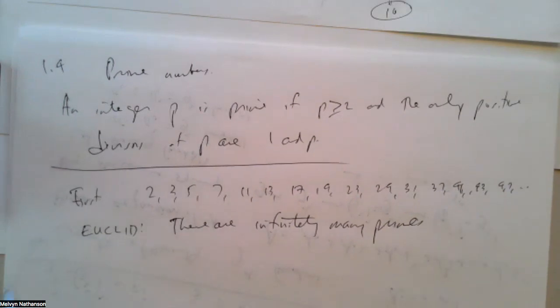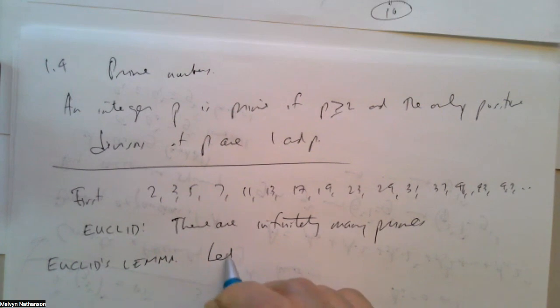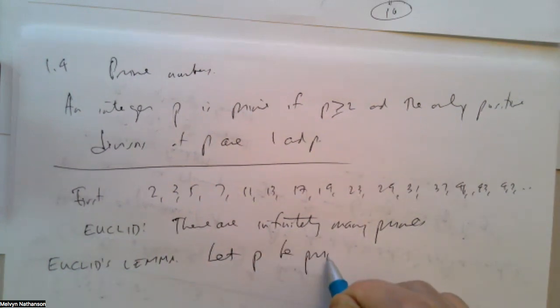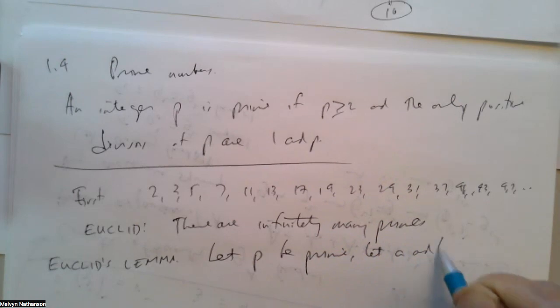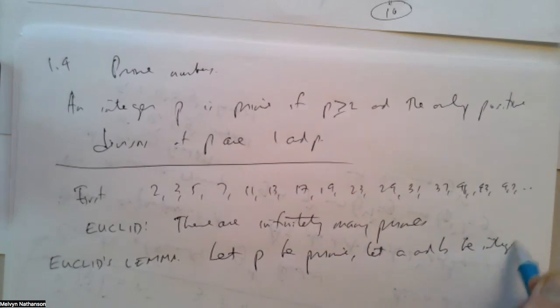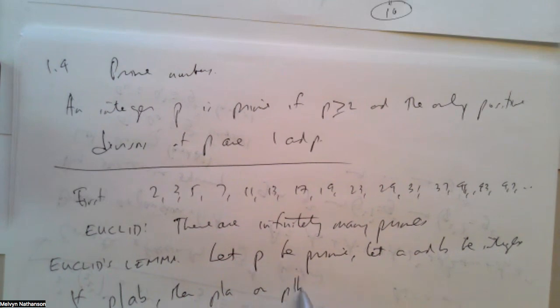One very important property of primes is something often called Euclid's lemma. Let p be a prime number, and let a and b be integers. If p divides the product ab, then p divides a or p divides b or both, of course. So if p divides a product of two numbers, it must divide at least one of them.